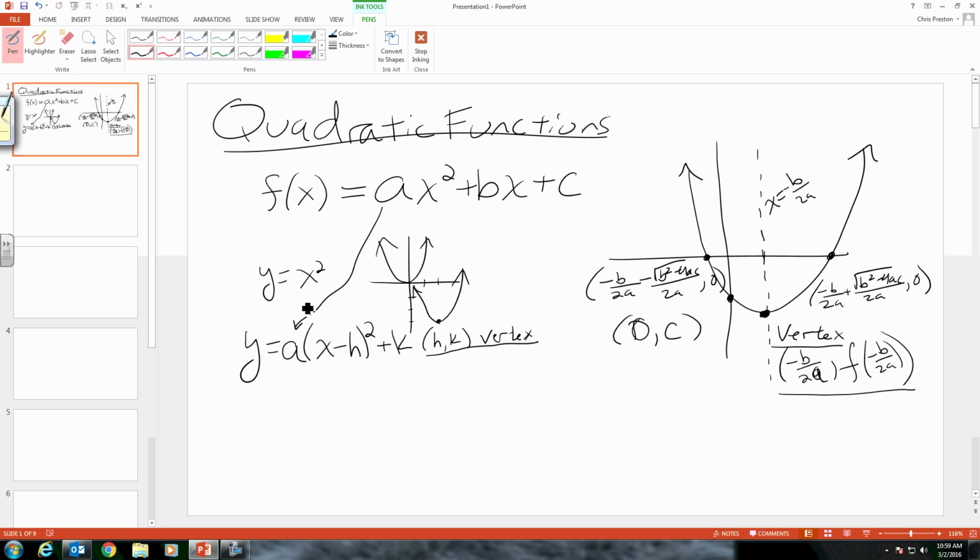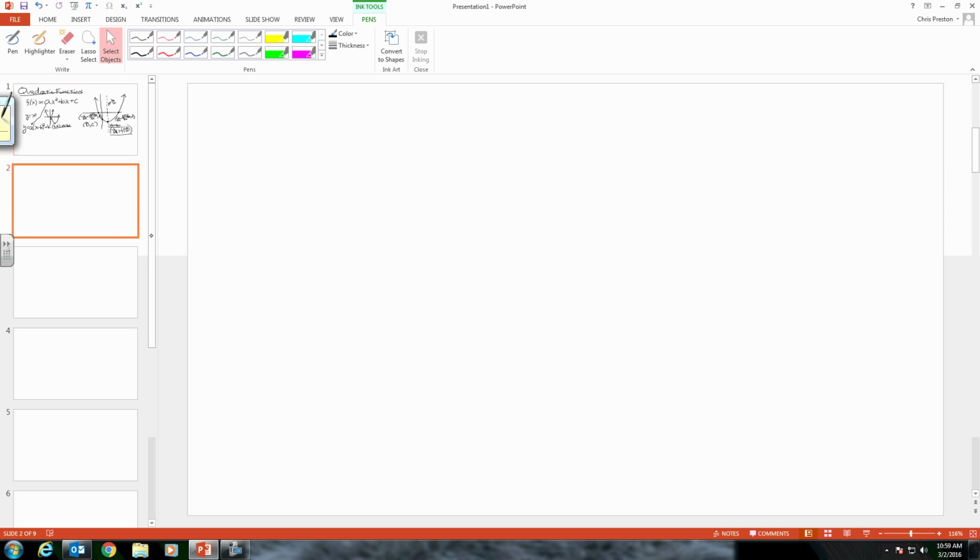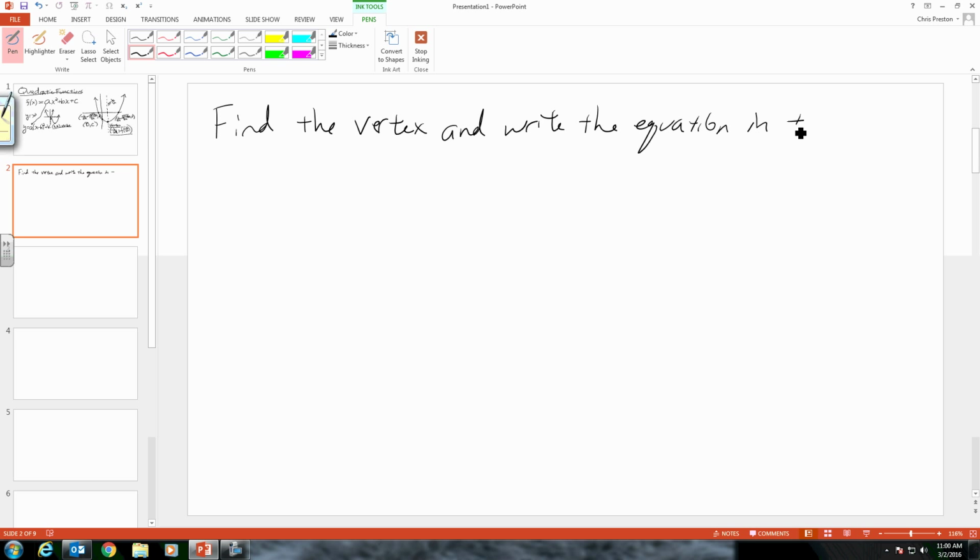So let's see where we're going to go with all this information. We're going to be asked to find the vertex and write the equation in the standard form.